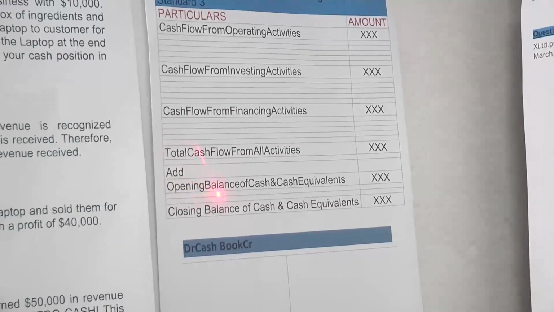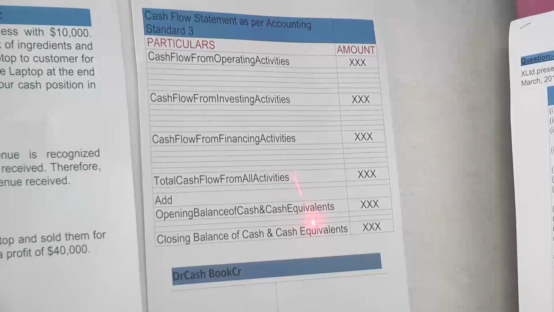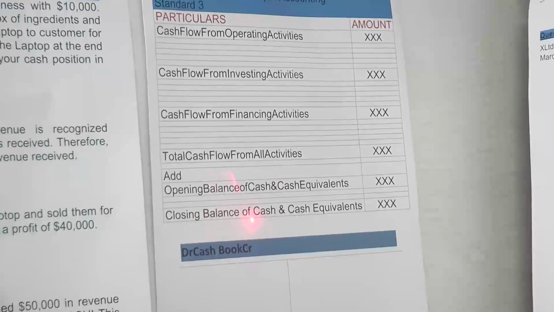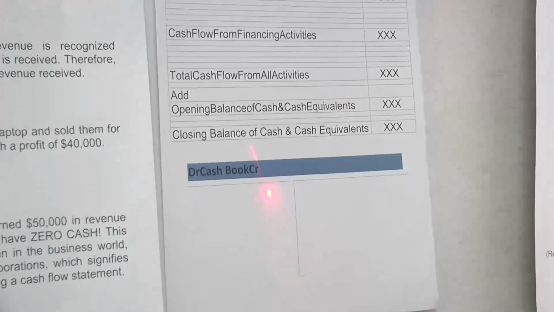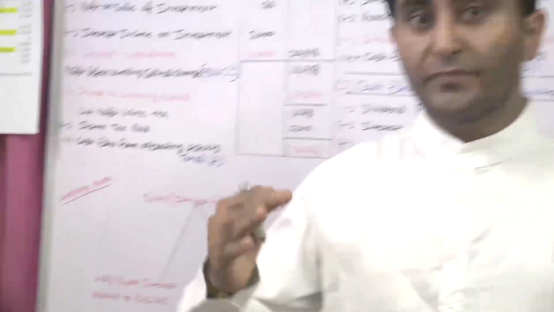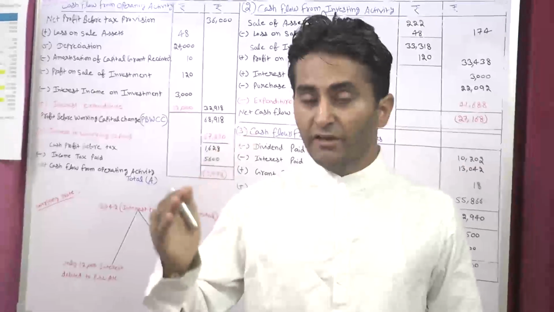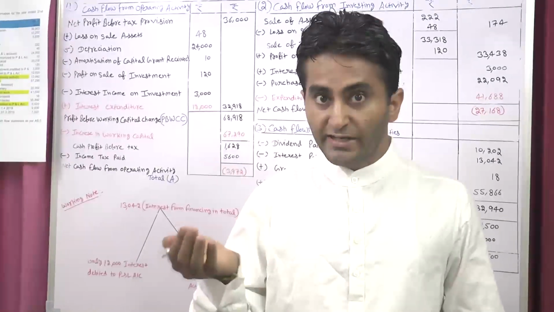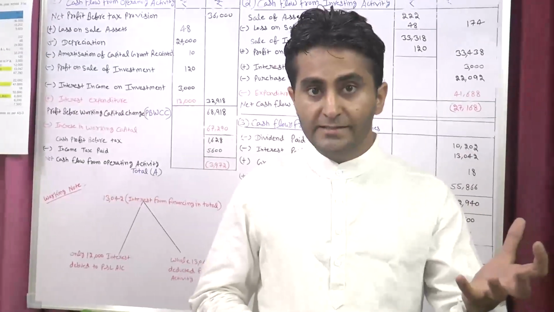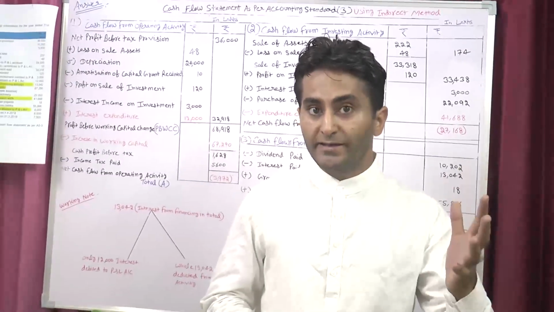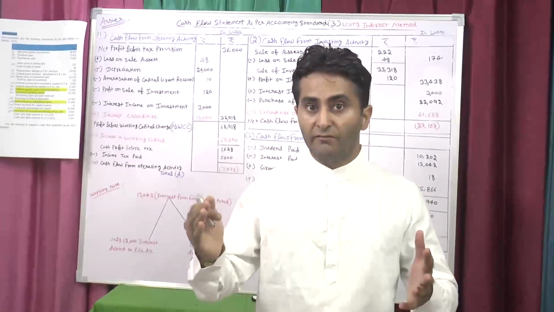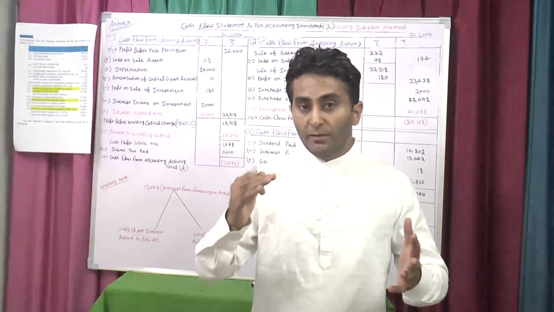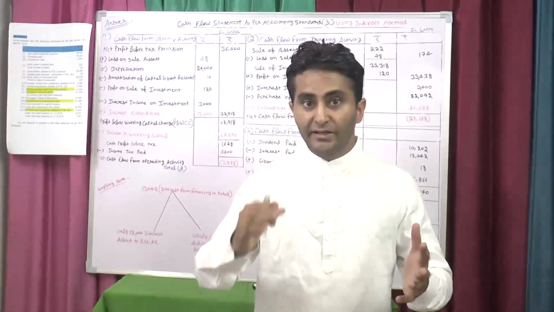Then add the opening balance of cash and cash equivalents. Then finally we get the closing balance of cash and cash equivalents. And this is the T format which we use for making the cash book. So what do you mean by cash and cash equivalent? Cash means cash in hand. Cash equivalent means equal to cash, like bank balance. But bank overdraft is not considered a cash equivalent. We will understand this in more detail.